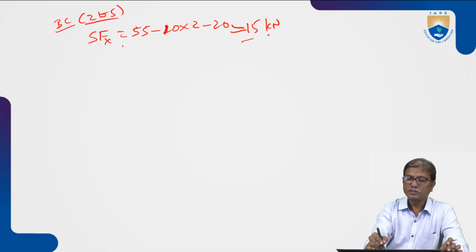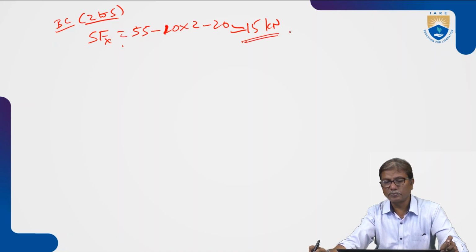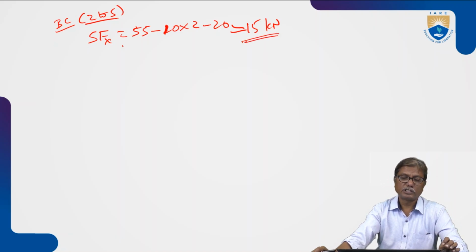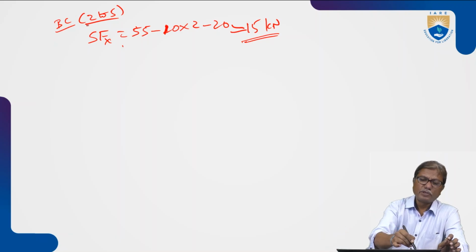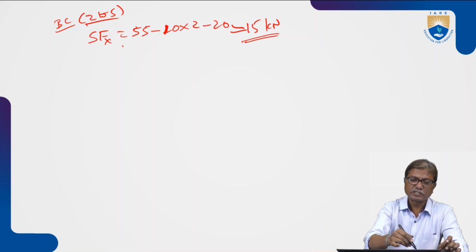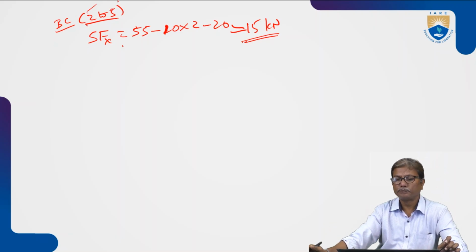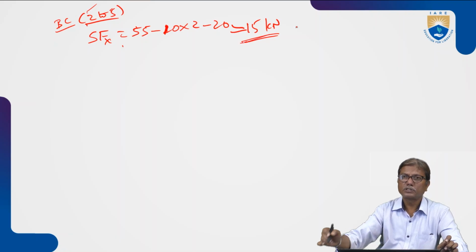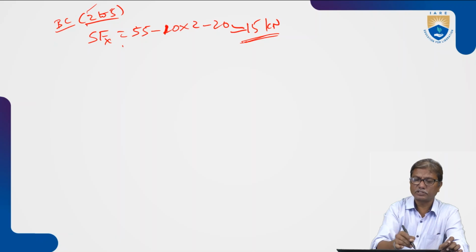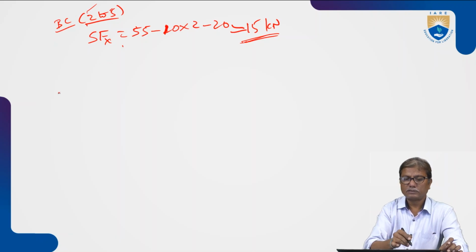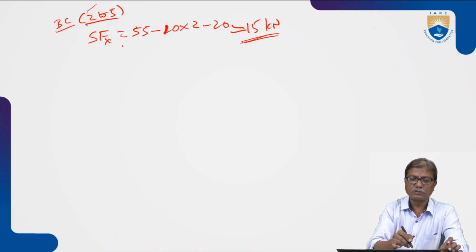If you observe here, the shear force is independent of x. What does that mean? It remains constant between B and C. As x varies from 2 to 5, shear force remains the same because it is independent of the position of the section. And this is because there is no load between B and C.